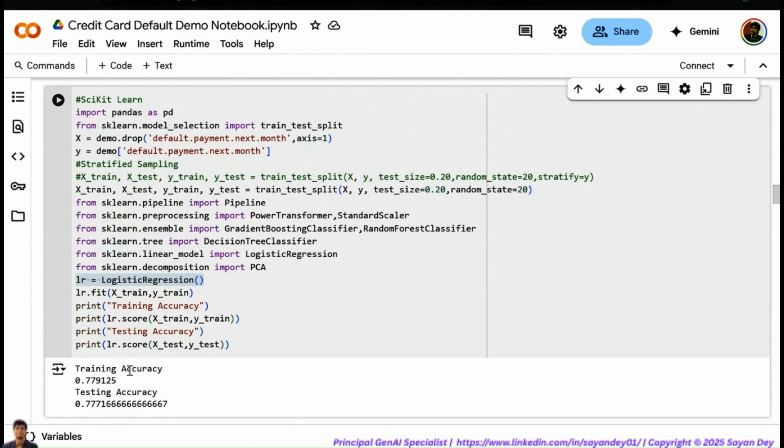Here also we can clearly see that it's a kind of an underfit model. We are having 70% accuracy in training and 70% accuracy in testing, so it's a kind of an underfit model. But there's definitely scope to make it better. That's the idea.